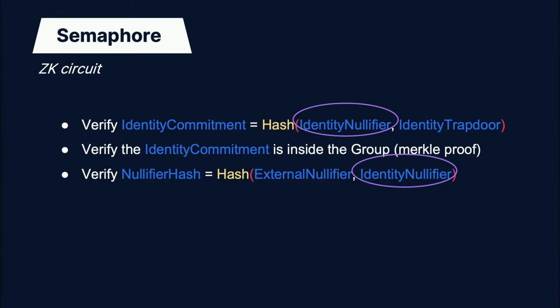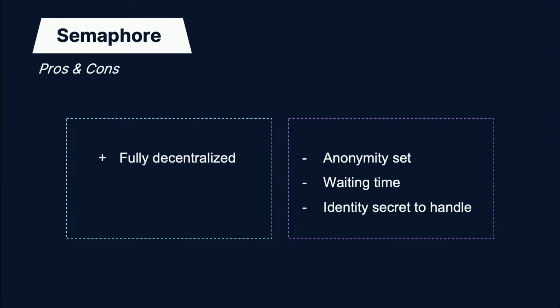computed. So here, pros and cons of Semaphore. So it's fully decentralized, so it's really, really powerful. But you have an anonymity set, and this anonymity set also, you have some waiting time. Why? Because it's like Tornado Cash. When you are doing a deposit, you need to wait before doing a withdrawal. It's exactly the same. When you are joining a group, you need to wait before using your proof. Otherwise, you can have statistical attack on the proof.